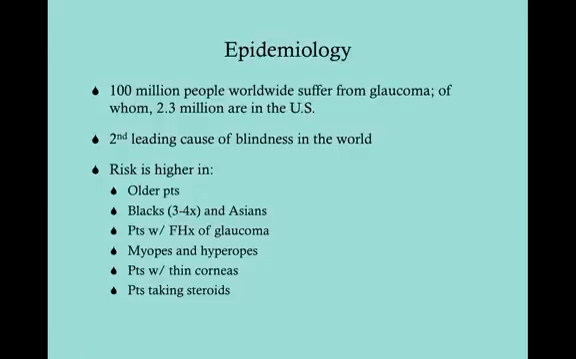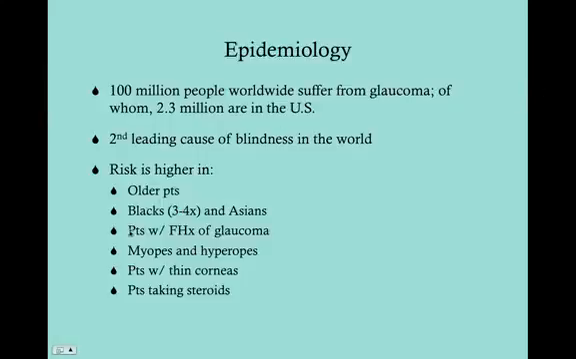It is higher in blacks, 3 to 4 times the risk compared to the rest of the population. And then also high in Asians. Asians are at particular risk for the chronic angle closure glaucoma, which we don't see as commonly in the U.S. because we don't have a very high Asian population. But if you were to go to Asia, this would be one of your leading glaucoma causes.